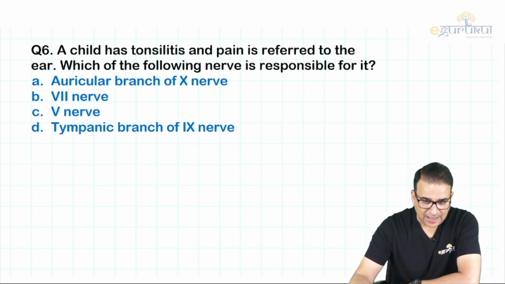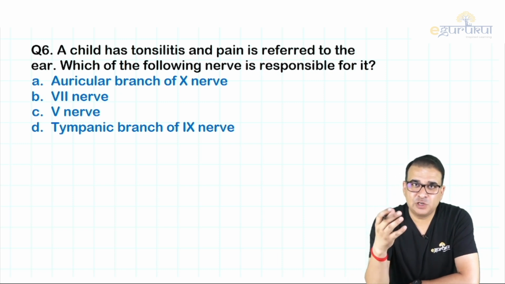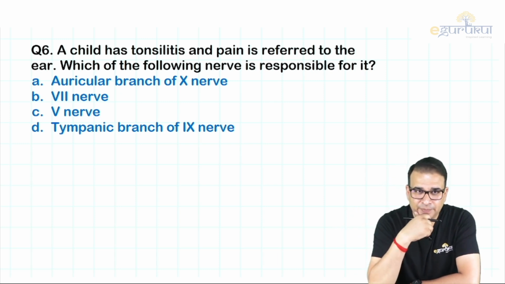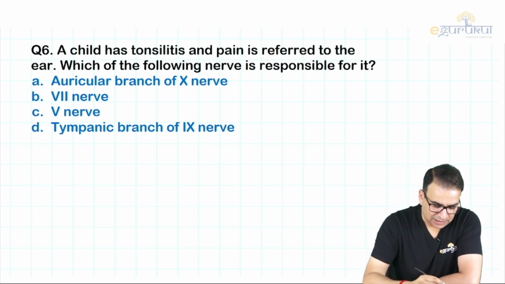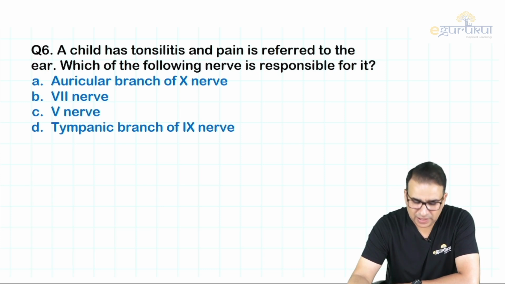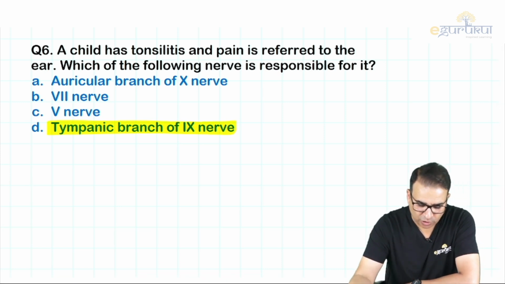And then we have the tympanic branch, or you can say Jacobson's nerve, which is also a branch of the glossopharyngeal nerve, which carries the secretomotor pathway to the parotid gland. So this question is that the child has tonsillitis and the pain is referred to the ear. Which of the following nerves is responsible? So guys, the answer to this question is the tympanic branch of the glossopharyngeal nerve, or Jacobson's nerve.